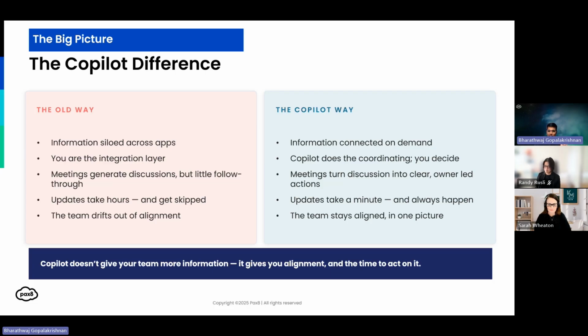So one thing to understand is Copilot doesn't give yourself or your team more information to work on. We all already have too much information and too much data that we are overloaded with. So it actually gives you that alignment and the time to act on the data. So that's probably one takeaway which I want everyone to go back with in terms of how Copilot can improve your ways of working, improve the productivity on a day-to-day basis, and actually see the value. So it gives us the time back to actually focus on the things that matter to us.